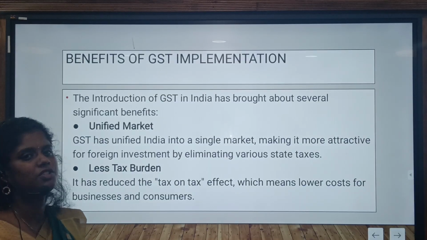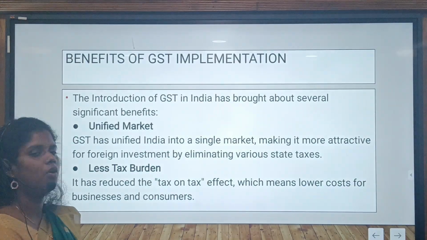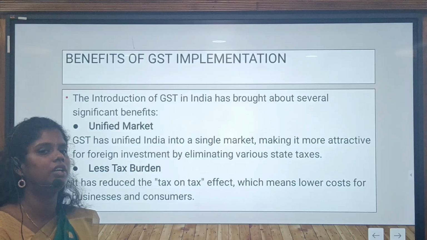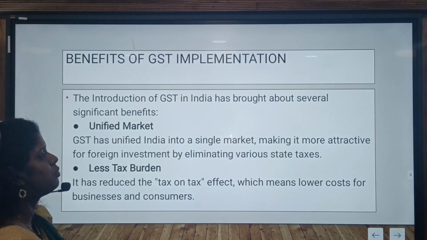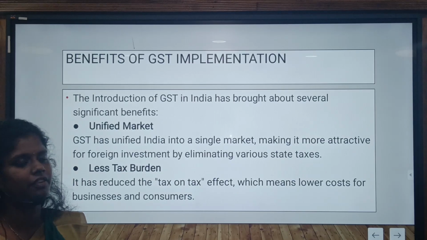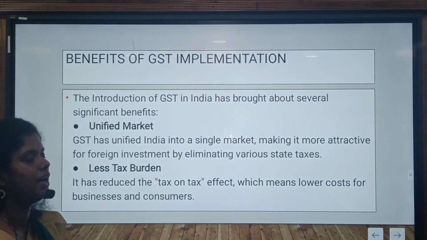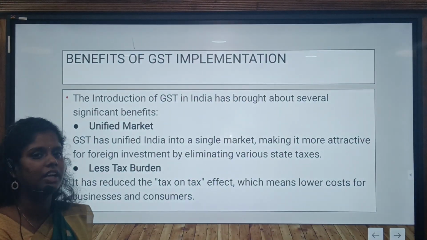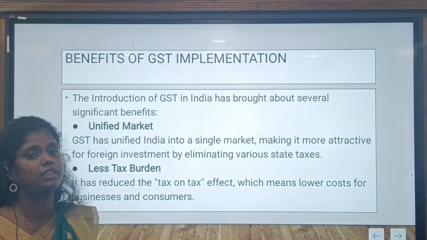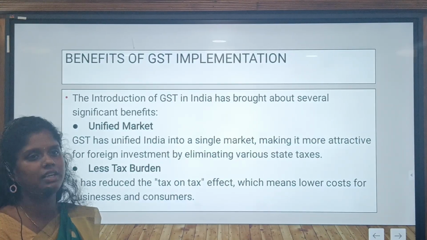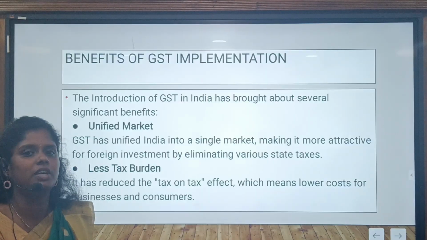So what are the benefits of the GST implementation? How is the government going to benefit, and how is the consumer going to benefit? The introduction of the GST in India has brought about several significant benefits. The first one is a unified market, where every market in the economy is going to gain the GST, that is tax. That tax is again utilized for the consumers.